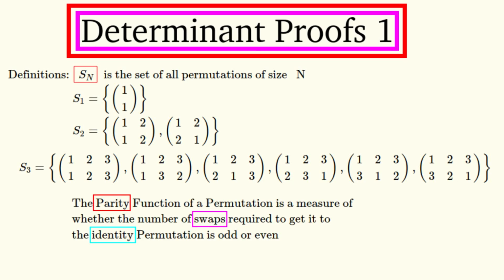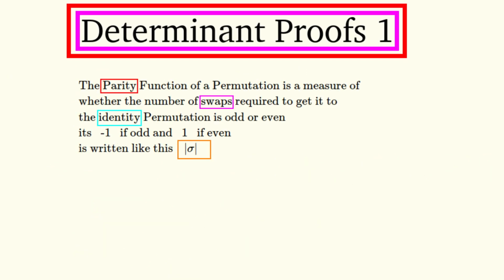The next definition is that of the parity function, which is a measure of whether the number of swaps required to get a permutation back to the identity is odd or even. So it returns -1 if it's odd and 1 if it's even. And it's written like this, with the permutation variable sigma bounded on both sides by straight lines. It looks like the absolute value function for real numbers, but it's the parity function for permutations. I'll just scroll this screen up to make more room.